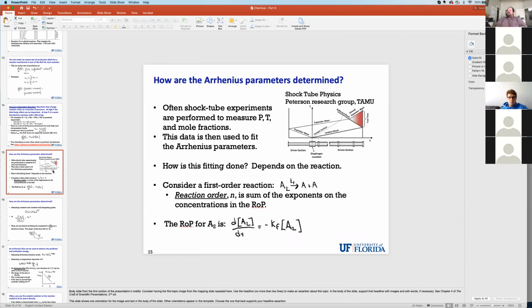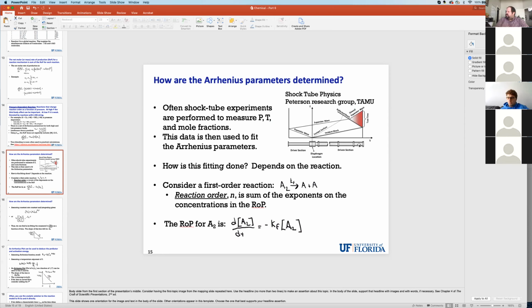But one thing I will say is, how are the Arrhenius parameters determined? They're often determined in shock tube experiments. I'm not going to go over the basic shock tube physics, but one thing a shock tube does is it sends a shock wave down a tube, and that shock bounces off the end wall. For a few milliseconds, you have a very controllable region behind that reflected shock, where you can control the pressure, temperature, and chemical composition.